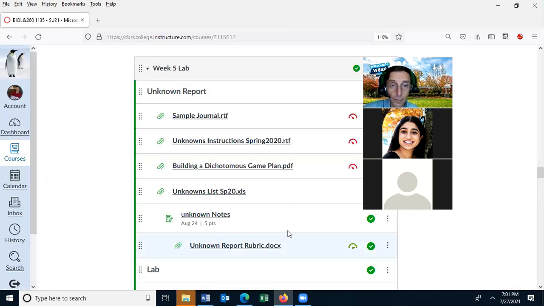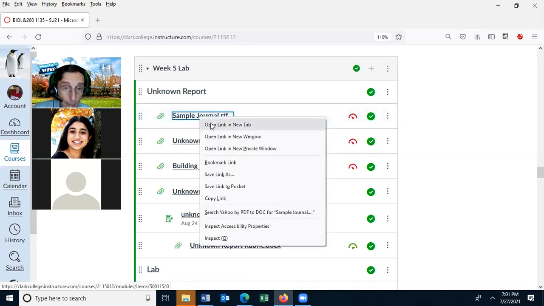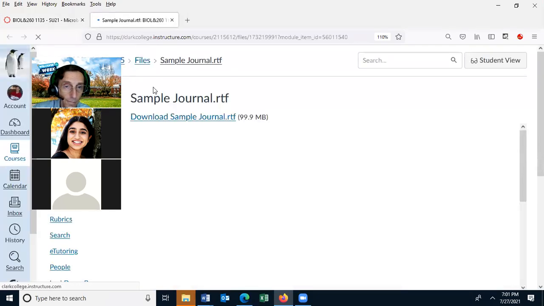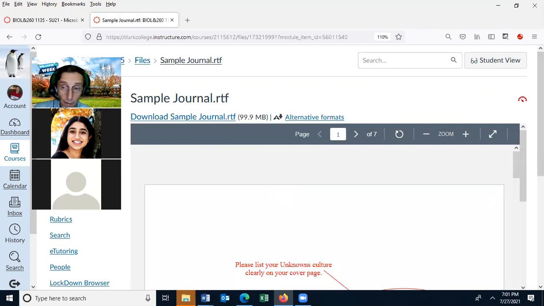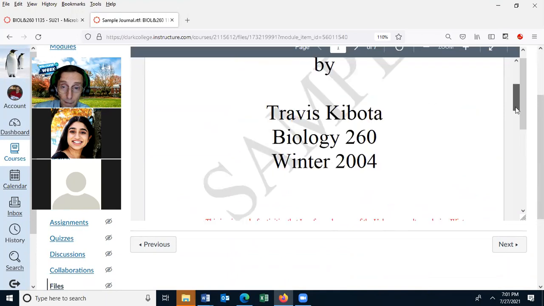If not, in the unknown report, if you can find week 5 of the lab, I've got a bunch of information about the unknown project, and you should have read the unknown instructions, because I'm going to talk about that now. I've got a little example of an unknown report, and this was made by an instructor many years ago. I think it was 2004. So it'll be a little different because this is actually a report that somebody wrote up when they went into the lab and did the report.